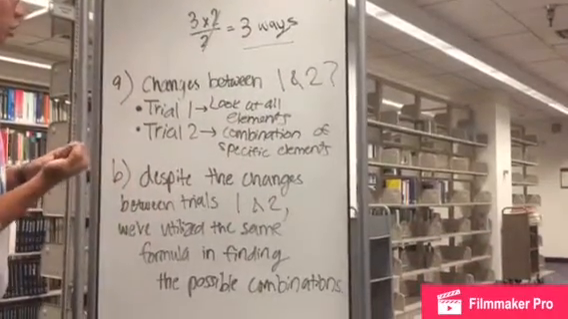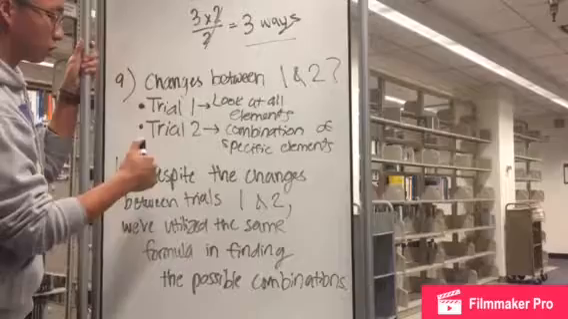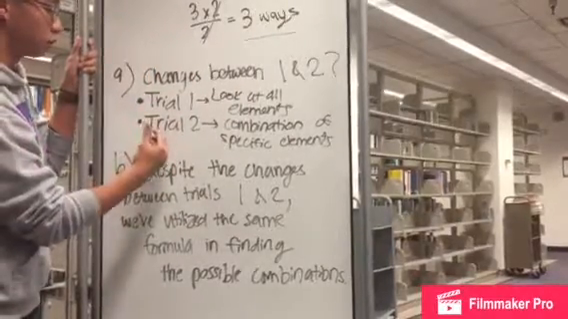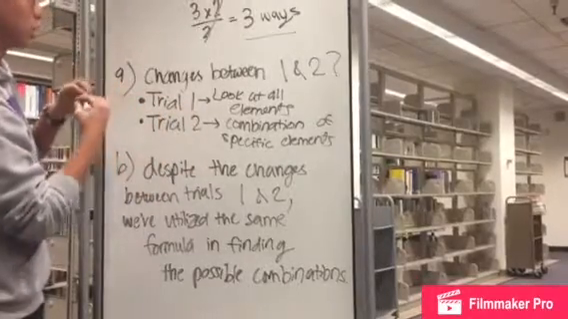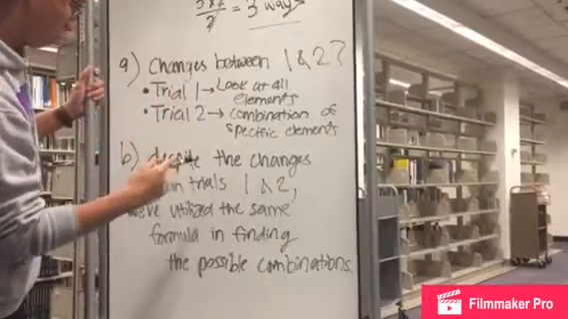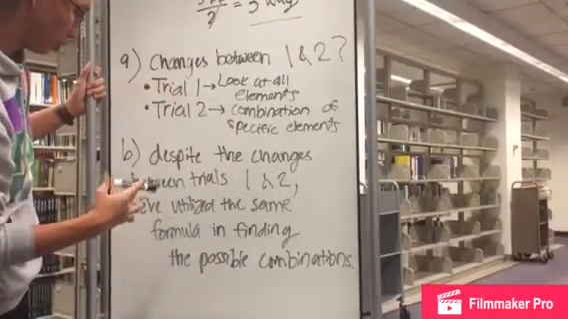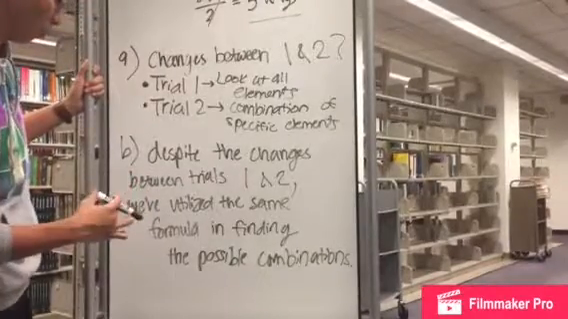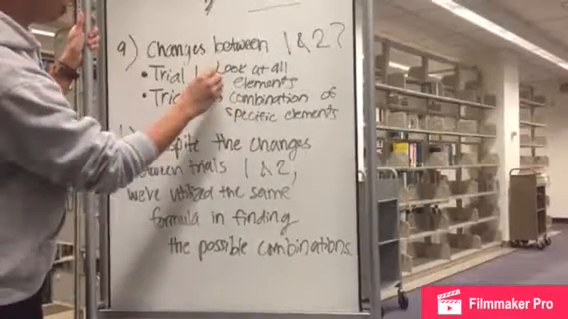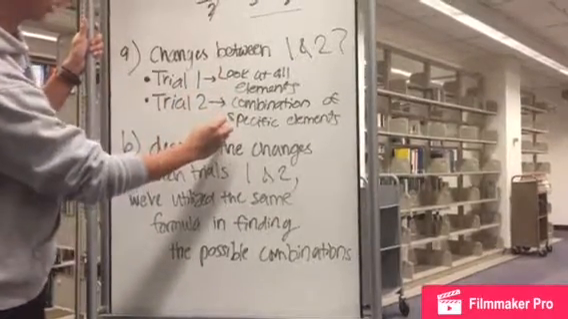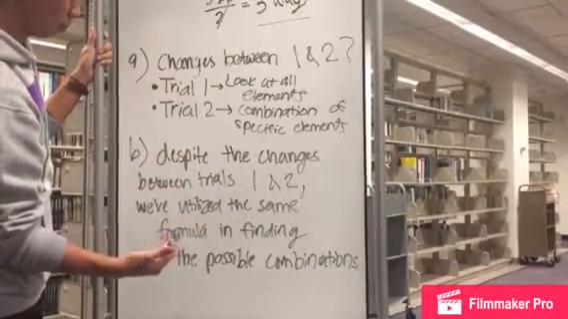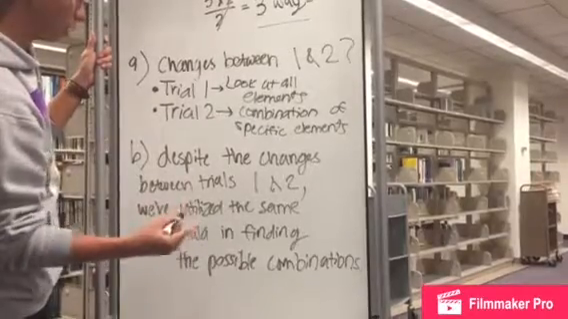And so the changes between trials 1 and 2: for trial 1 you're essentially looking at all the elements and all the different combinations, and for trial 2 we specifically focused on the magnetic characteristic of letters. So for B, despite the changes between trials 1 and 2, we've utilized the same formula in finding the possible combinations. So regardless of whether you're looking at all the elements in general or at specific characteristics of these elements, you're still utilizing the formula in finding the possible combinations between these elements.